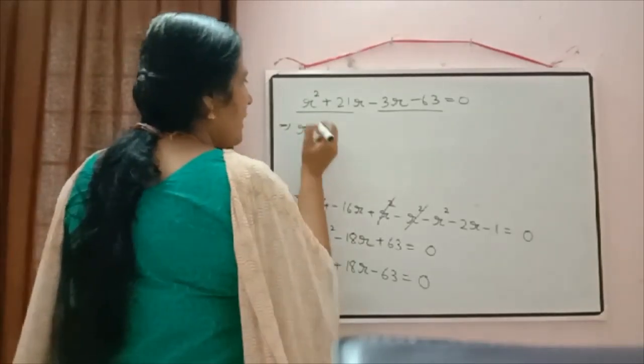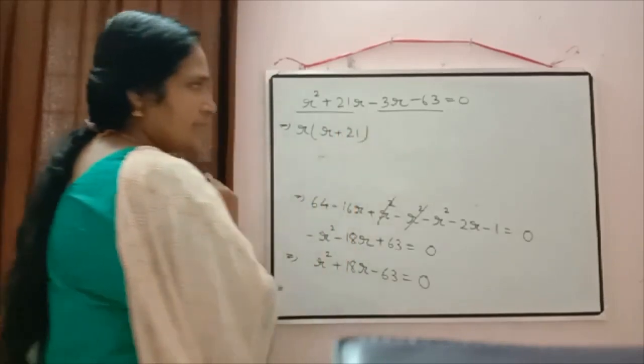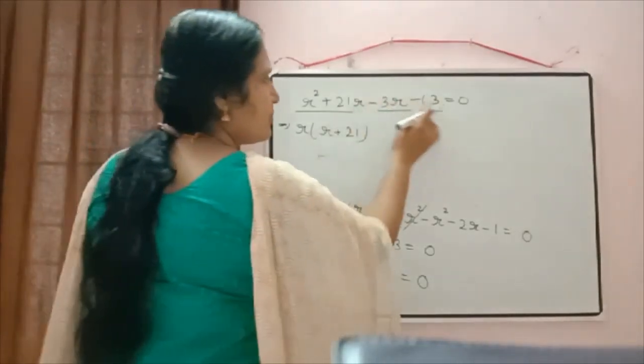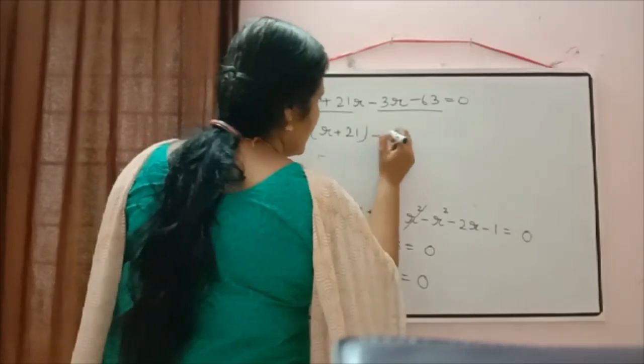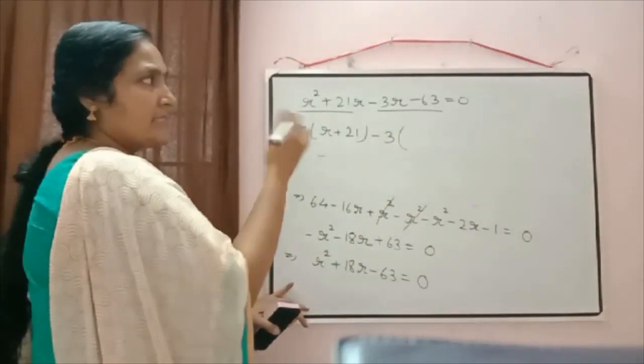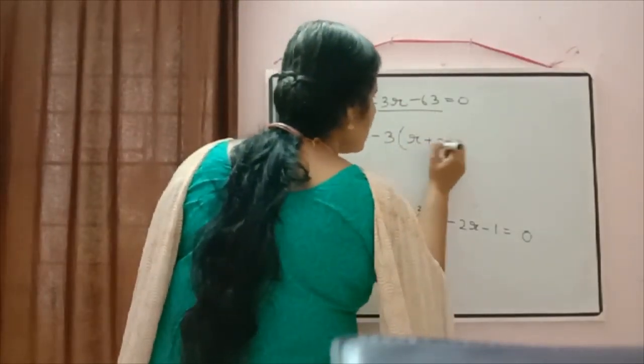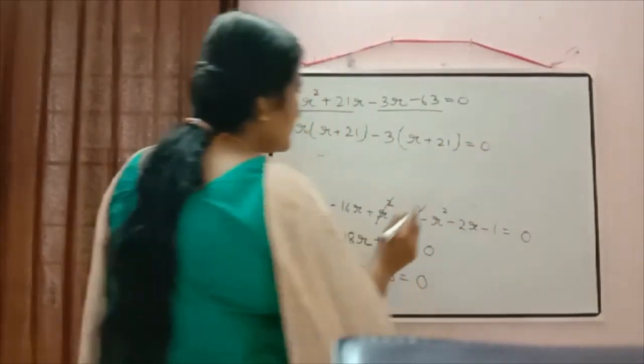Common factor is r taken outside. Inside the bracket it will be equal to r plus 21. In these two, common factor is minus 3. Whenever we are taking a negative number common, the sign will change there. So both will become positive. R plus 21 is equal to 0.